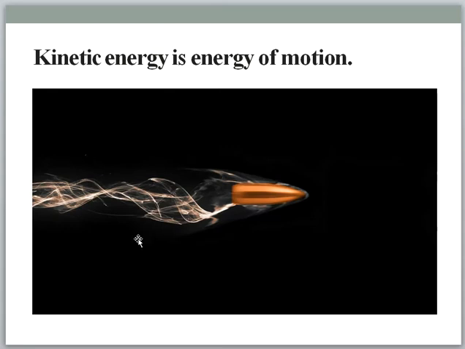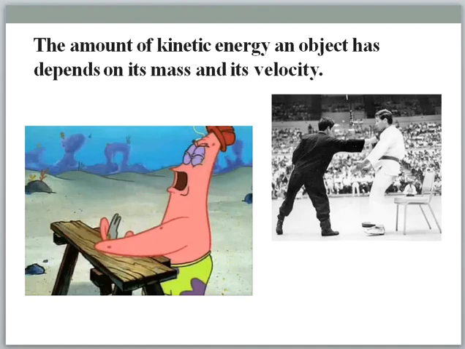Now, this particular picture is a bullet, and bullets are very small. They don't have much mass, but they're going really, really fast. So they can transfer quite a significant amount of energy. The amount of kinetic energy an object has depends on its mass and velocity. That's what we just said. So if you hit your thumb with a hammer, that's not a very massive object, but it can move pretty fast. That hurts.